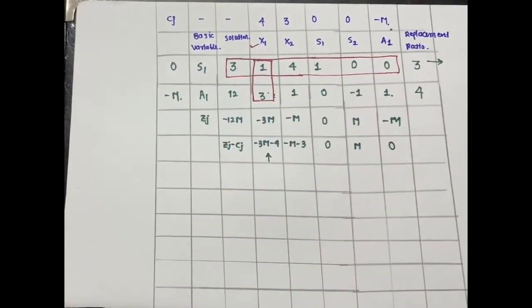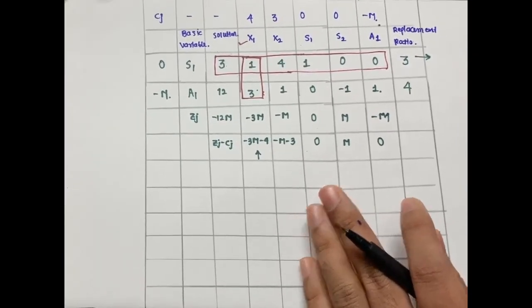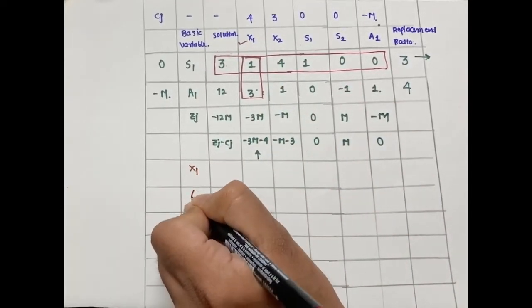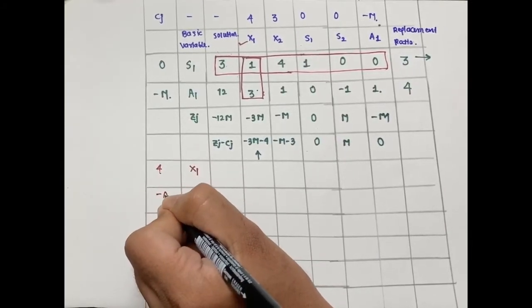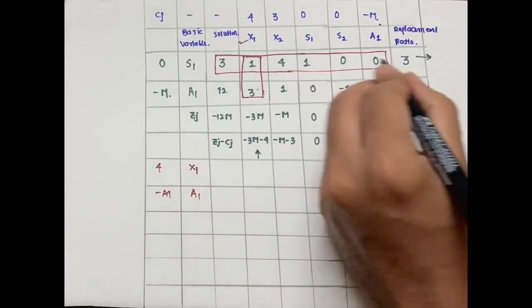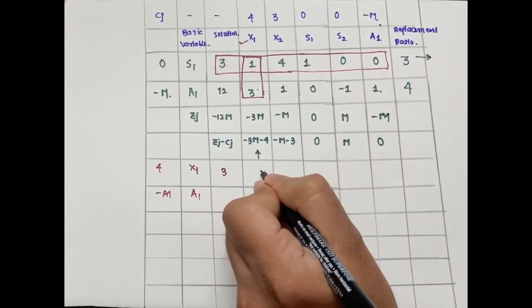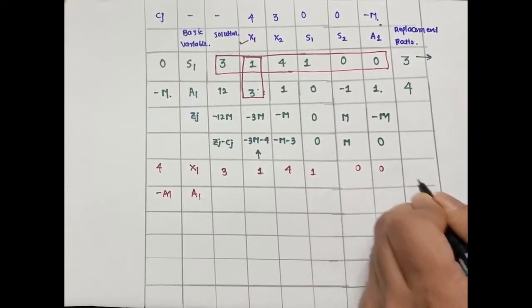Okay, so this is what we have as our first iteration. At the end of the first iteration, we know that s1 is our leaving variable and x1 is our incoming variable. So x1 and a1 are here. x1 has a coefficient of 4 and a1 has a coefficient of minus M. If I fill the cells here, the key variable itself is unity, so all these values will remain as they are: 3, 1, 4, 1 and 0, 0.